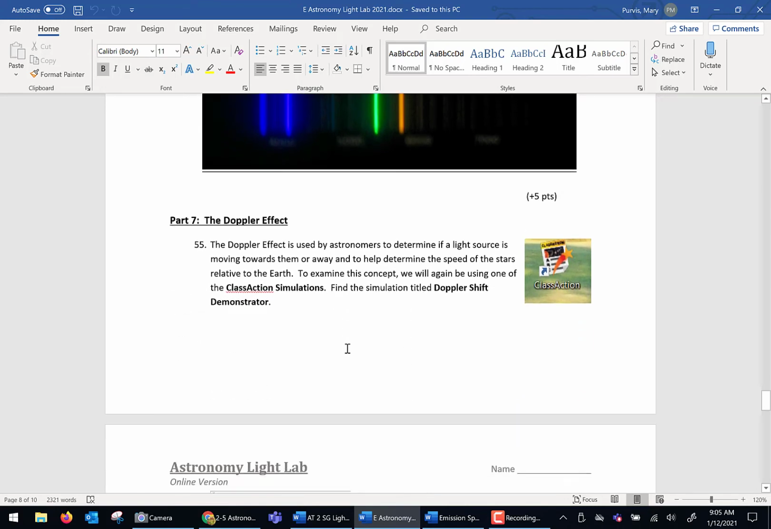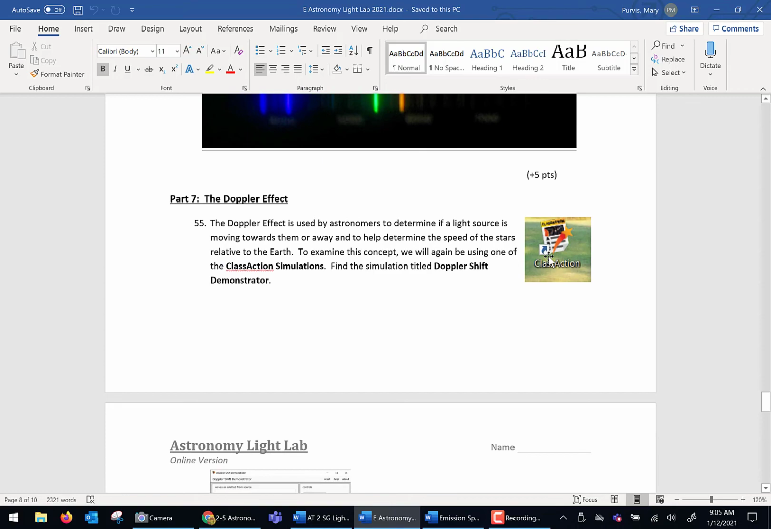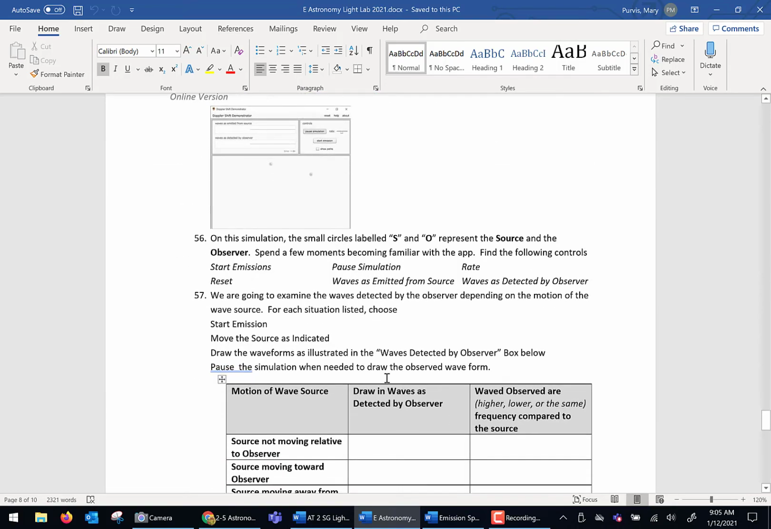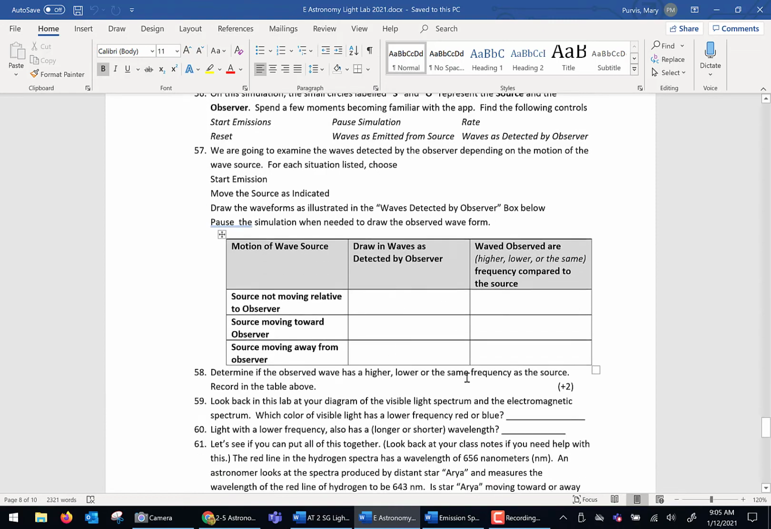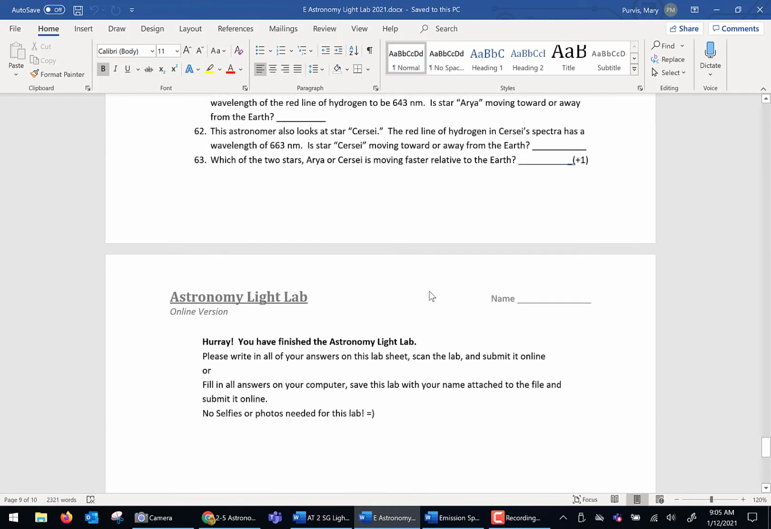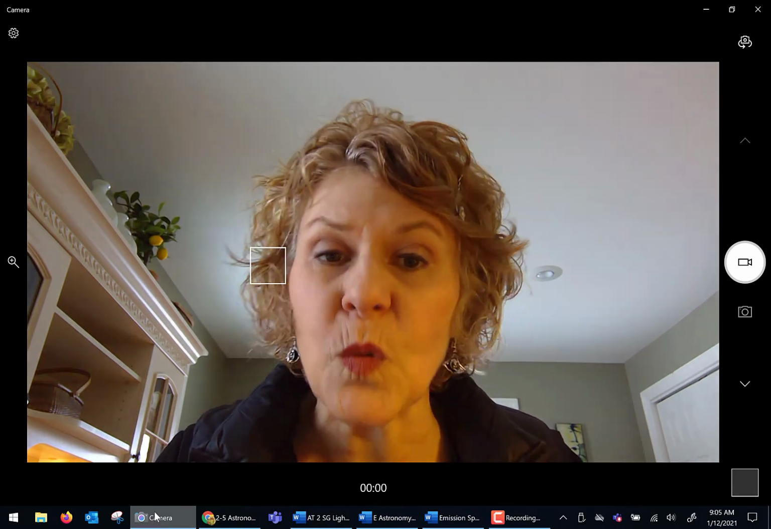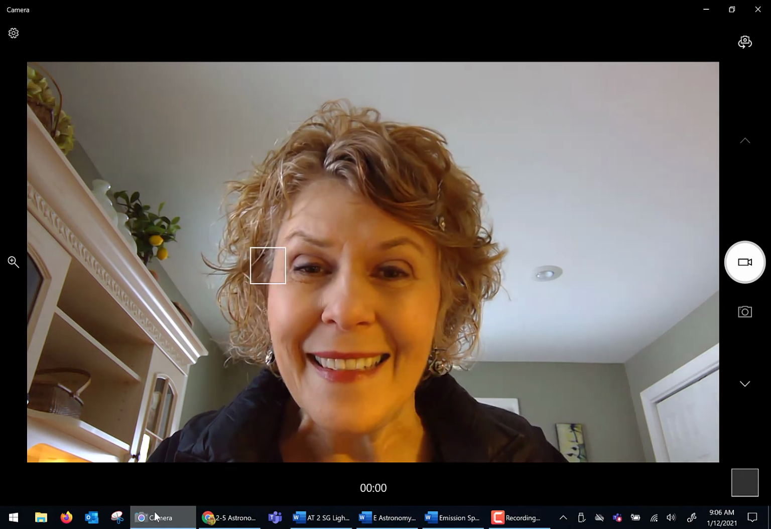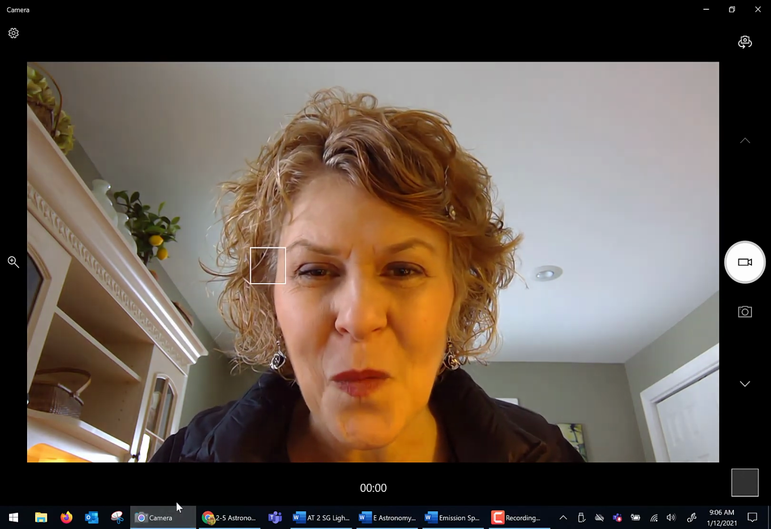Last simulation I want you to work with today is the class action simulation on the Doppler effect. Again, follow the little yellow brick road, fill in the blanks, and that should finish this week's astronomy lab. Light is a basic tool. We're going to use information about light throughout the entire course. And as always, if you have questions along the way, please holler.